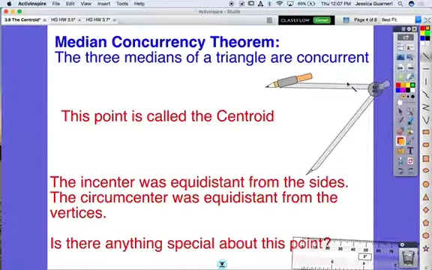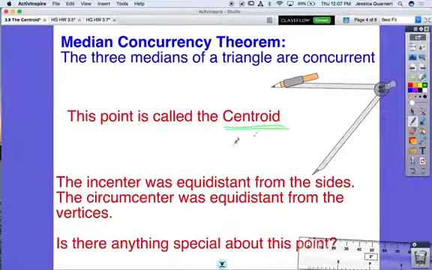Guys, you're not going to have time to finish your worksheet. I'm just saying. All right. The median concurrency theorem is: the three medians of a triangle are concurrent. So yes, the medians are concurrent. The point of concurrency, the point where they meet, is called the centroid. For angle bisectors, I have an incenter. For perpendicular bisectors, a circumcenter. For altitudes, an orthocenter. And for medians, a centroid.